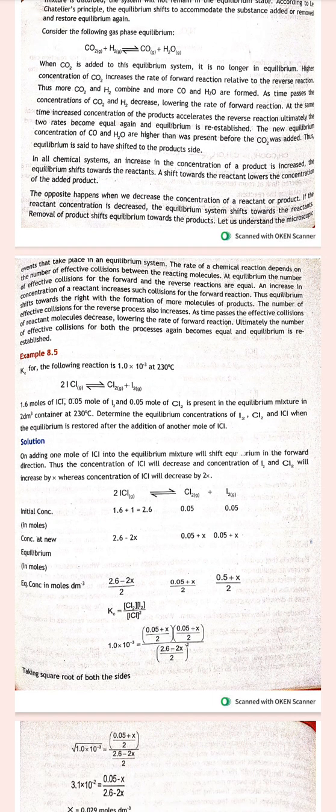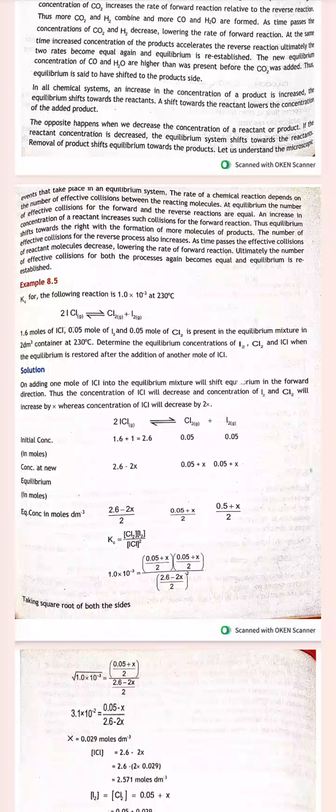Thus, equilibrium is said to have shifted to the product side. In all chemical systems, when the concentration of product is increased, the equilibrium shifts towards the reactants. A shift towards the reactant lowers the concentration of the added product.